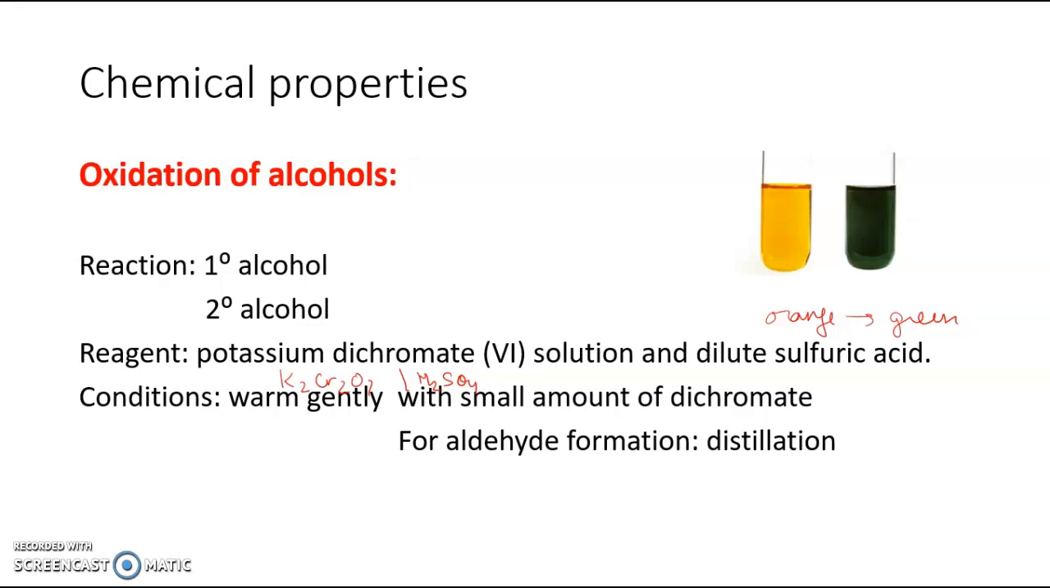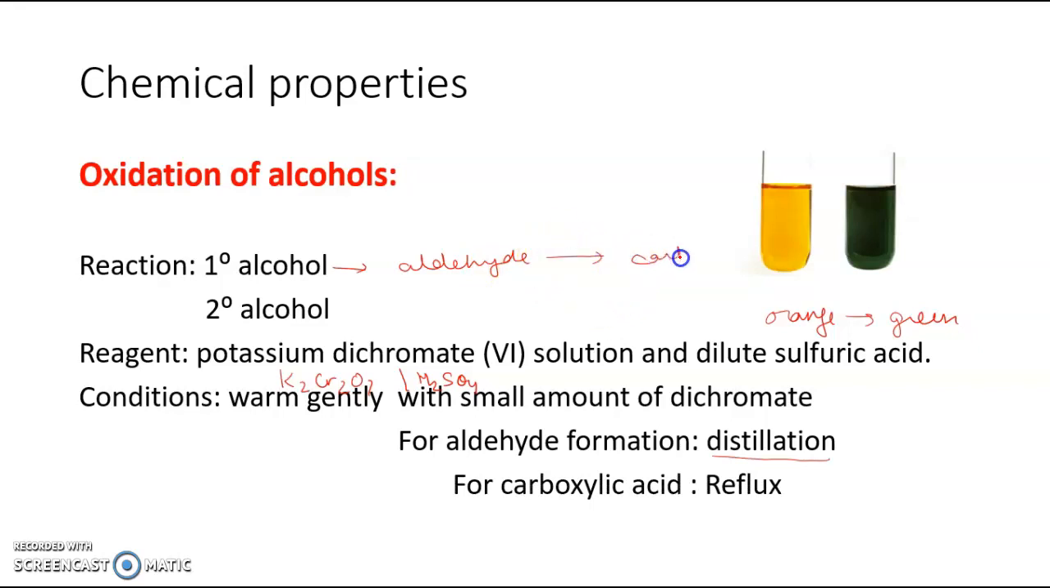When alcohols get oxidized, the primary alcohol will get oxidized to an aldehyde. And if you want the reaction to stop at the aldehydic stage, that means you'll have to remove it, because if you don't remove that, you would end up getting a carboxylic acid. So if you want the reaction to stop at the aldehyde stage, you will have to distill away the product. If you want the whole of the reaction to carry on, then you would have to use a reflux method.